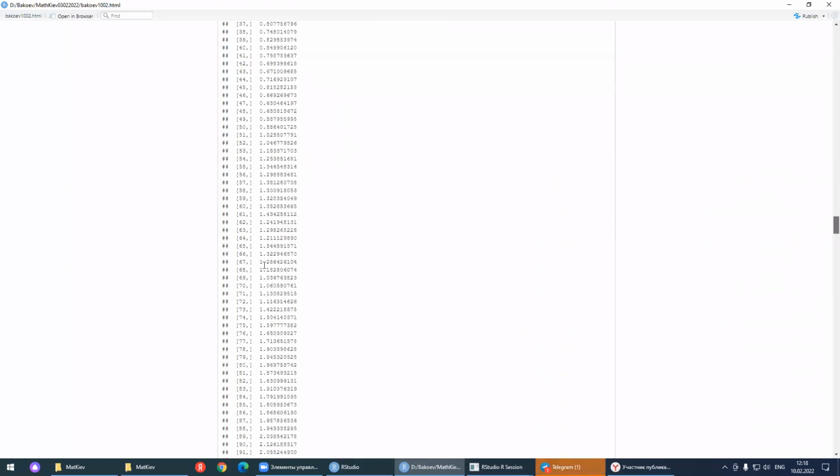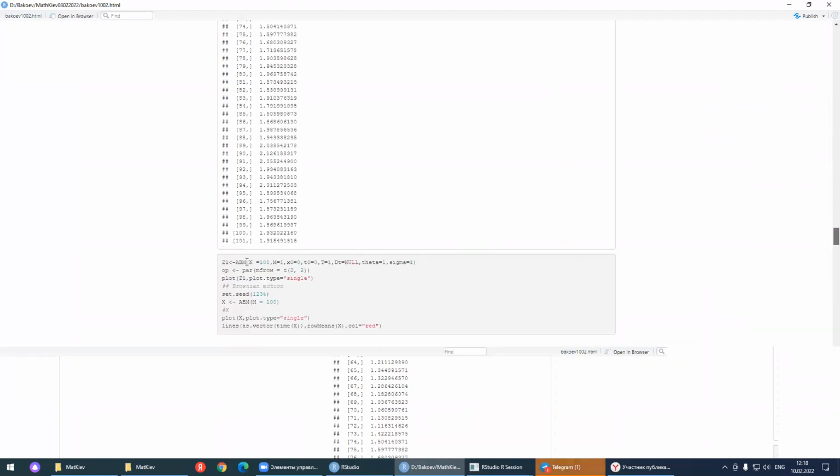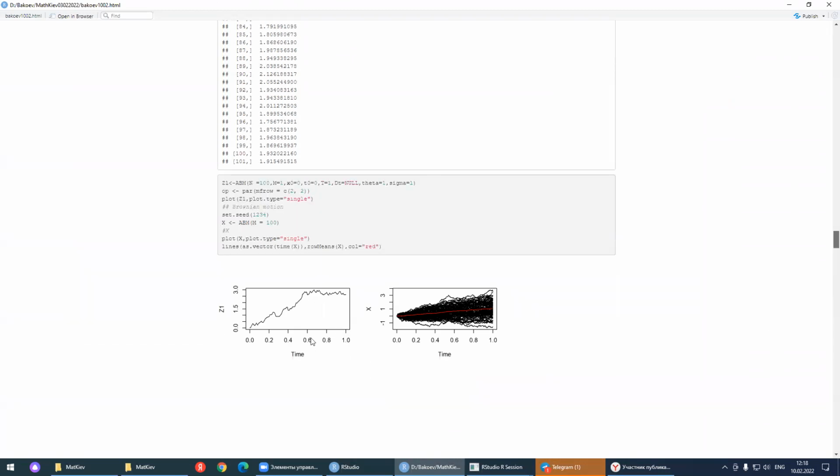This is a sample, the same procedure. I put the variable here and plot it, and the row mean is here, this arithmetic Brown motion. Okay, may I continue?